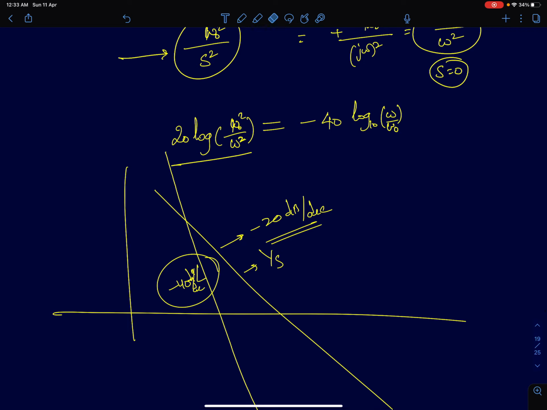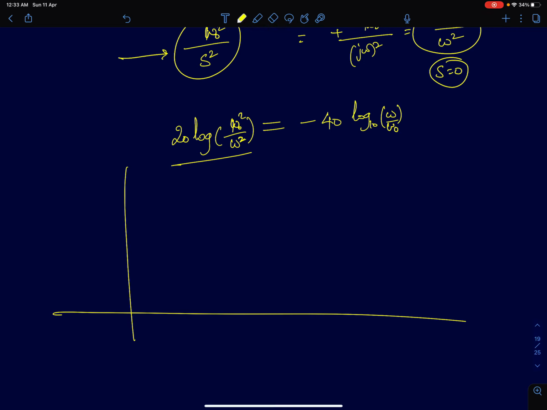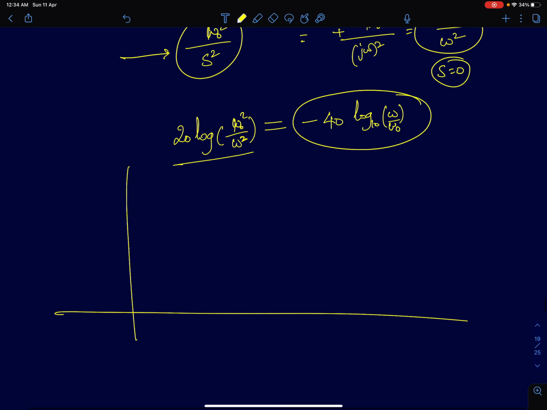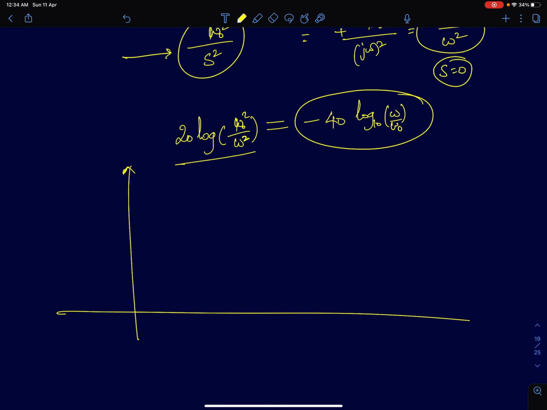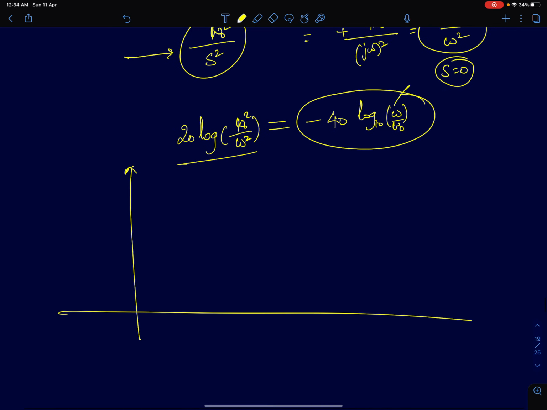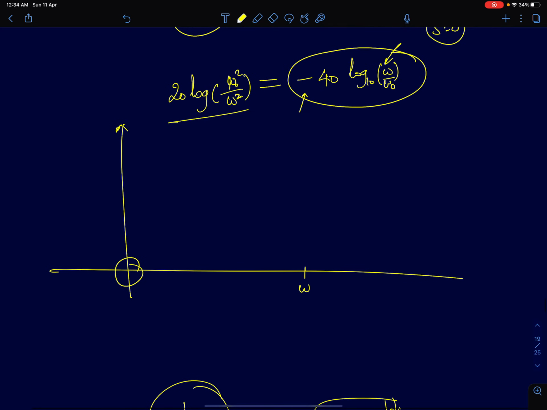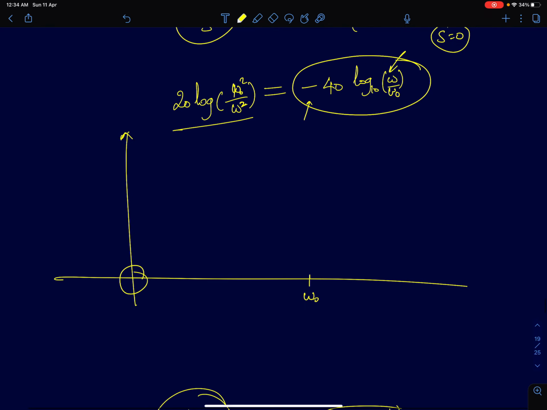In the same way, if I want to draw this graph, the value at omega equal to 0, again it is plus infinity, because log of 0 is minus infinity, multiplied by minus 40, you get plus. I can't show this in this axis. 0 frequency cannot be shown in the axis. So we'll start with some frequency omega naught. At omega equal to omega naught, it is 0 decibels.